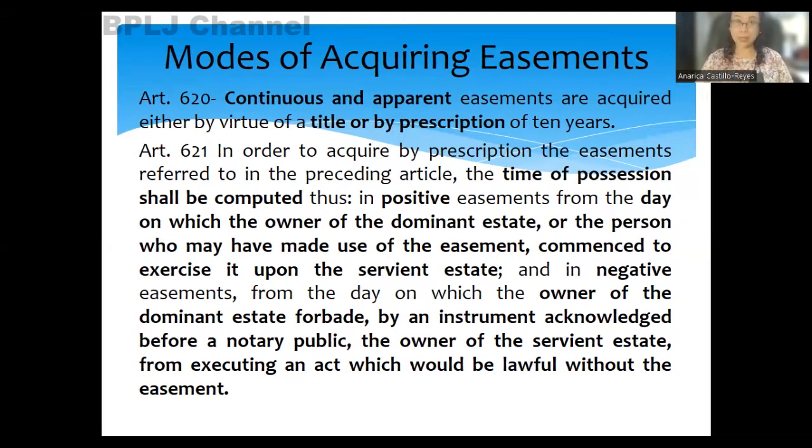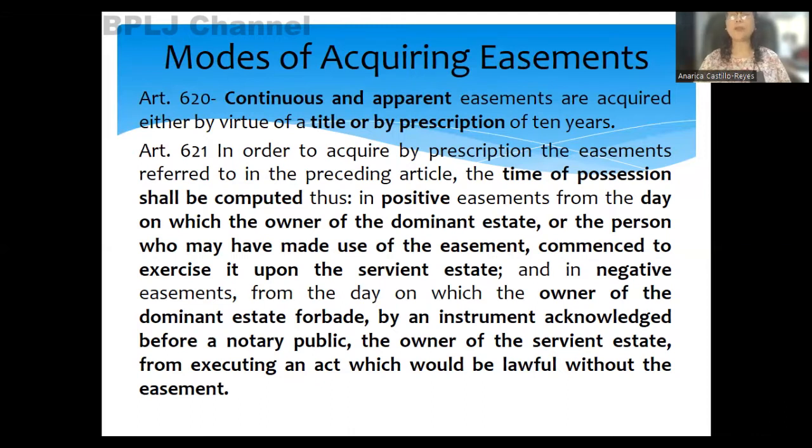it by title. All kinds of easements may be acquired by title, but only continuous and apparent easements may be acquired through prescription. Remember that. Only continuous and apparent easements may be acquired through prescription.